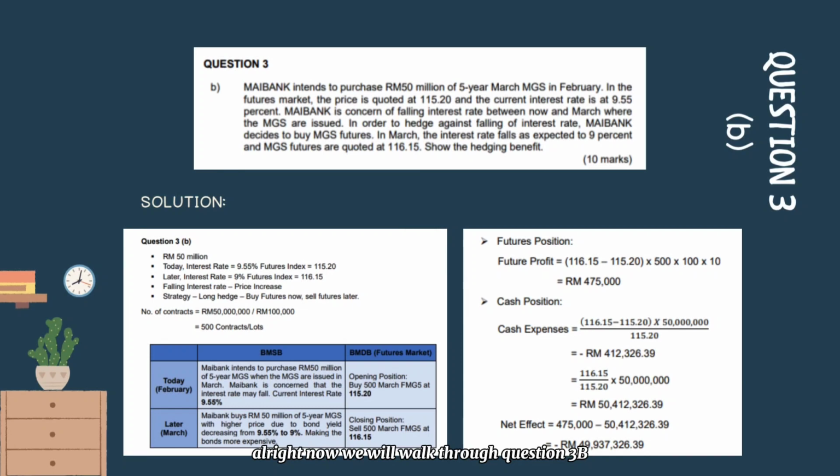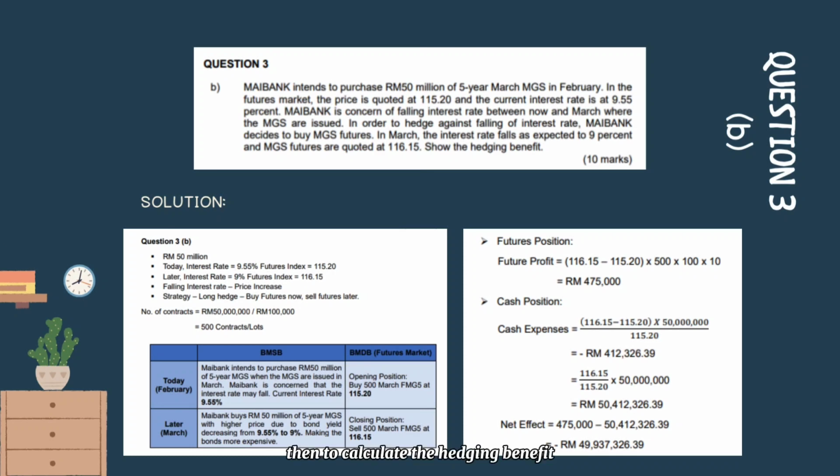Alright, now we will walk through question 3b. To solve this question, you need to list out the current market aspects of the trading, which are the intended total price of purchase, which is 50 million ringgit, and the interest rates for today, falling and later. Also include the strategy of the trading. Then you divide 50 million ringgit by 100,000 ringgit to get the number of contracts, which is 500 contracts for this trading.